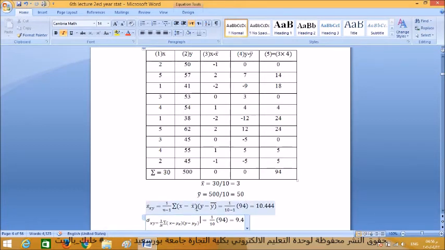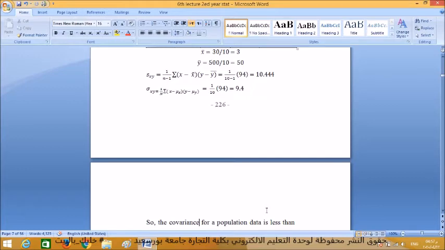Then the covariance for a sample equals 1 divided by n minus 1 times sigma of X minus X bar times Y minus Y bar. This equals 1 over 10 minus 1 multiplied by 94, the summation of the last column. So the covariance for the sample equals 10.4. For a population, the covariance will be 9.4. So the covariance of the sample is larger than the covariance of the population. Why? Because the denominator for the sample is smaller than the denominator for a population.